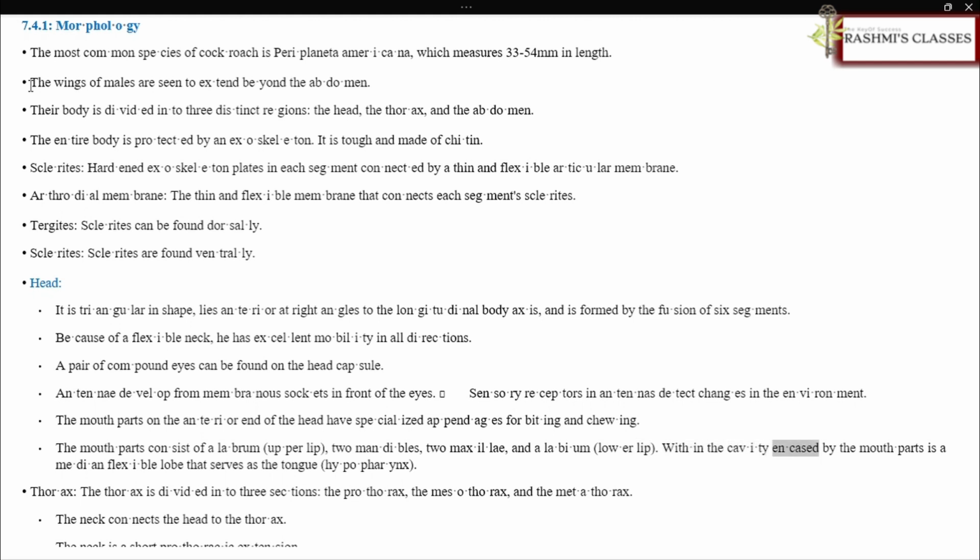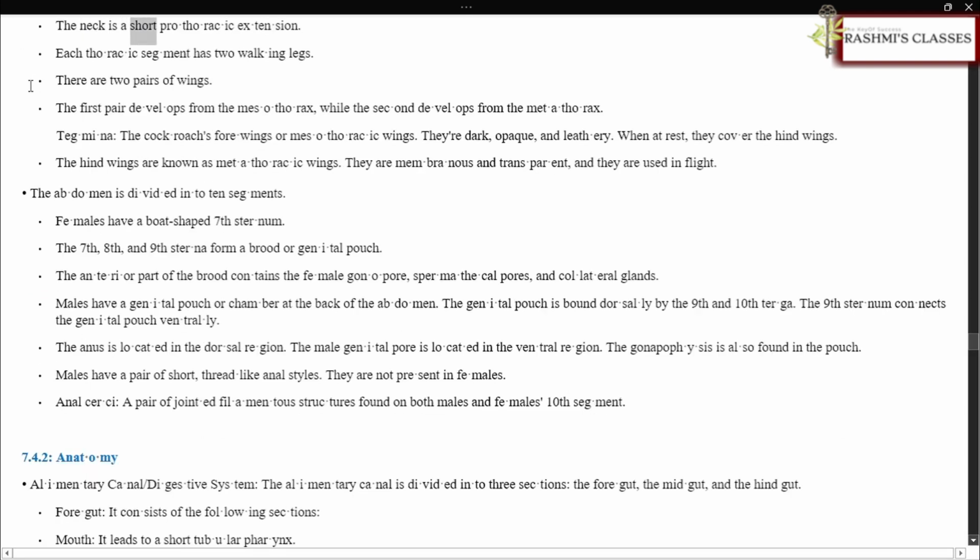Within the cavity encased by the mouth parts is a median flexible lobe that serves as the tongue, the hypopharynx. Thorax. The thorax is divided into 3 sections: the prothorax, the mesothorax, and the metathorax. The neck connects the head to the thorax. The neck is a short prothoracic extension.